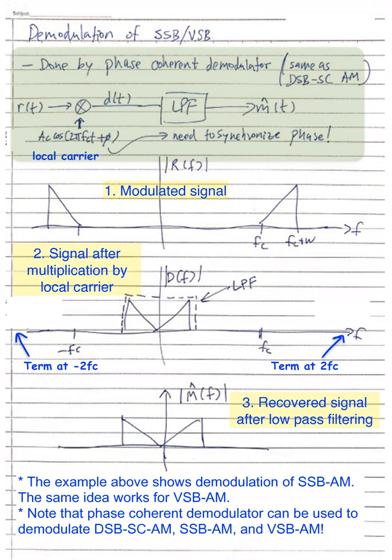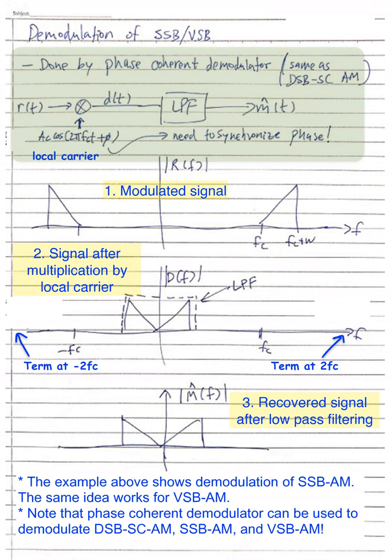The multiplication by the local carrier shifts the spectrum to baseband around 0 Hz. To recover the message, the signal is then put through a low-pass filter of bandwidth W. Note that this works for double sideband suppressed carrier signals, single sideband signals, and vestigial sideband signals.